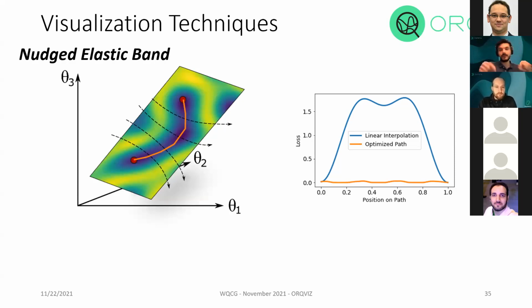And the nudged elastic band is a way to find the lowest loss barrier between 2 points, like the saddle point. And this can perfectly be combined with PCA to demonstrate where this elastic band is going and what the loss landscape below it looks like. So this was essentially a demonstration of what you can do with ORQVIZ, with schematic images, but all of these colored plots and data plots were actually generated with ORQVIZ.